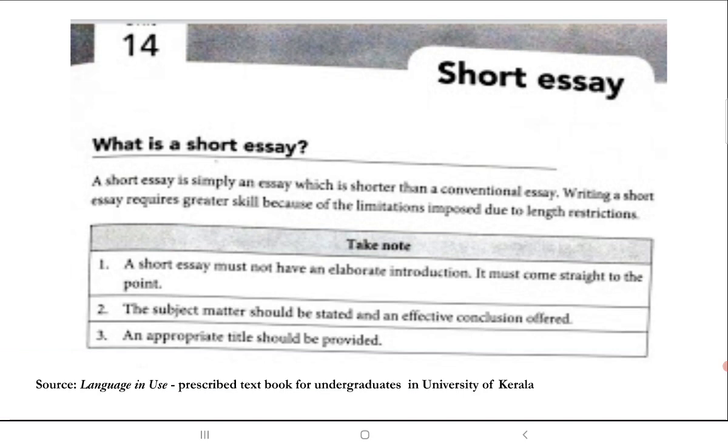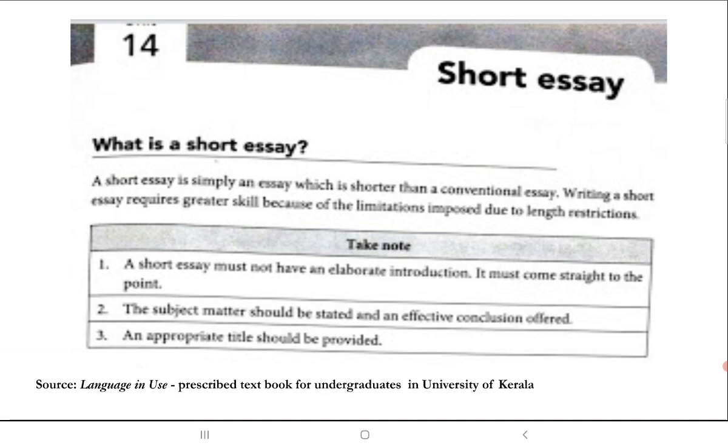Now, what are the points you need to keep in mind while writing a short essay? First point is, a short essay must not have an elaborate introduction, because first of all, you will most probably be finishing the short essay in one paragraph. So you can't dedicate a paragraph for the introduction. That means the introduction should be limited to 2-3 sentences, or maximum 4 sentences, within the limitations of the total number of words allowed in a short essay.